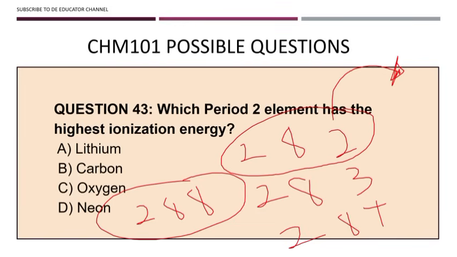But in 2,8,8, oh my God, you need to put in energy before you can even remove it, if that is even possible. If you look at neon, neon is 10, so we have 2,8. For you to remove 8, oh my God, you will sweat. So neon is going to have the highest ionization energy. It's as simple as that.